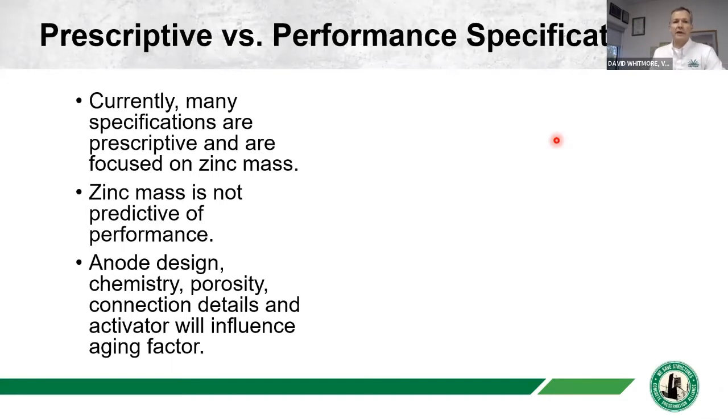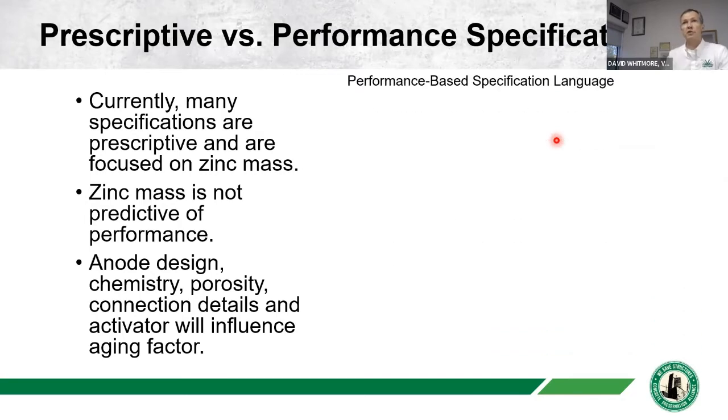In terms of specs, currently most specifications that I see are prescriptive, and they're very often focused on zinc mass. It's not that zinc mass isn't an important factor, it is, but it's not the only important factor. Zinc mass alone is not predictive of the performance, or the long-term performance in particular. A lot of other things play a role there.